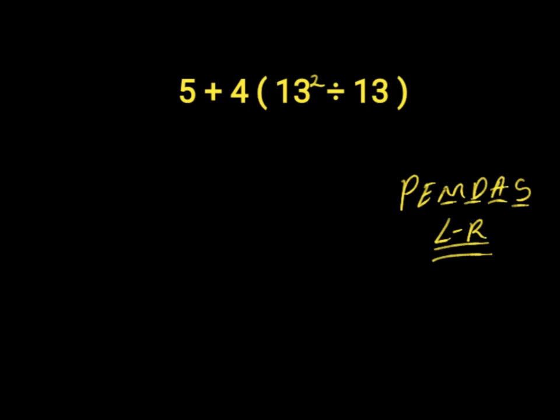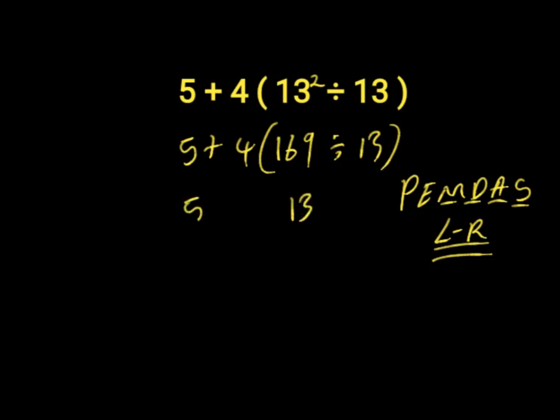First of all, we are going to solve our parentheses, and in our parentheses, we have an exponent, which is 13 to the power of 2. 13 to the power of 2 is 13 times 13, which is 169. 169 divided by 13. Put it down in our parentheses, then bring down our 5 plus 4. 169 divided by 13 will give us 13.